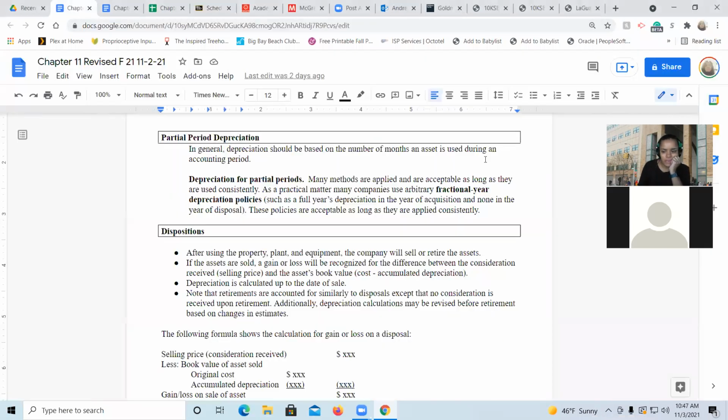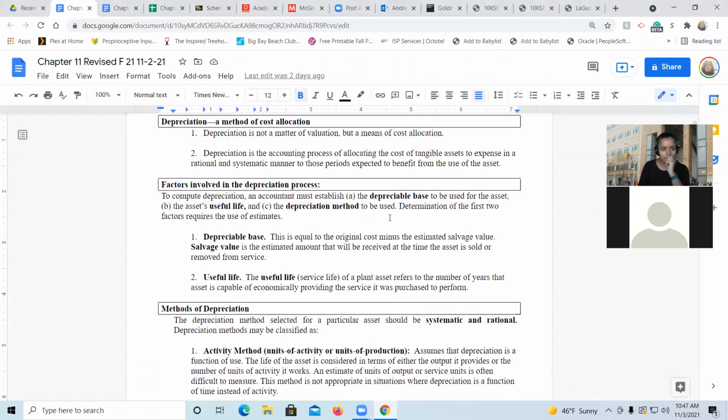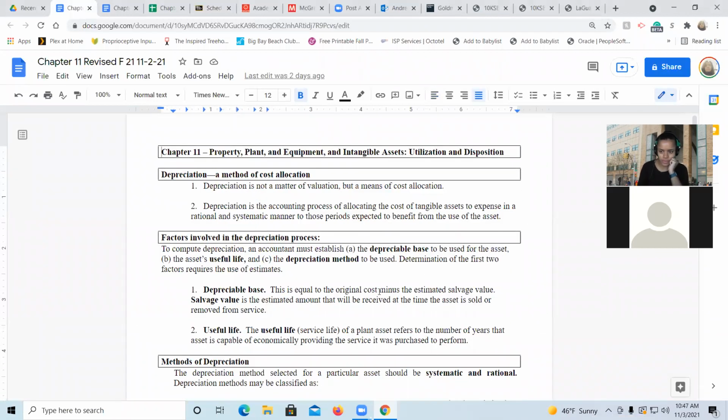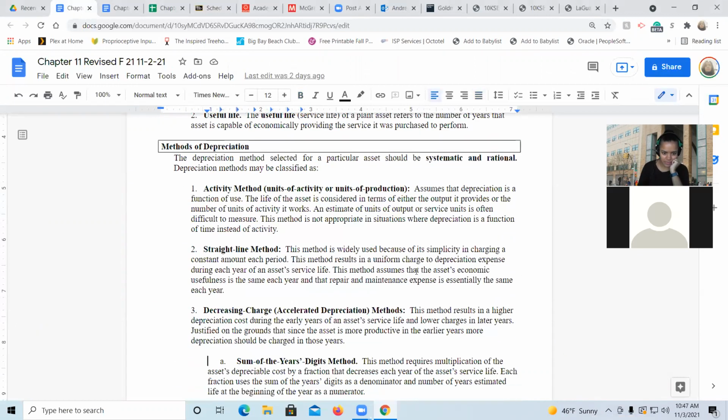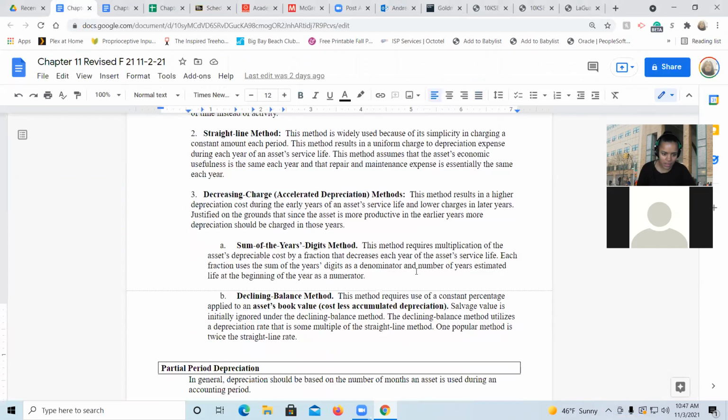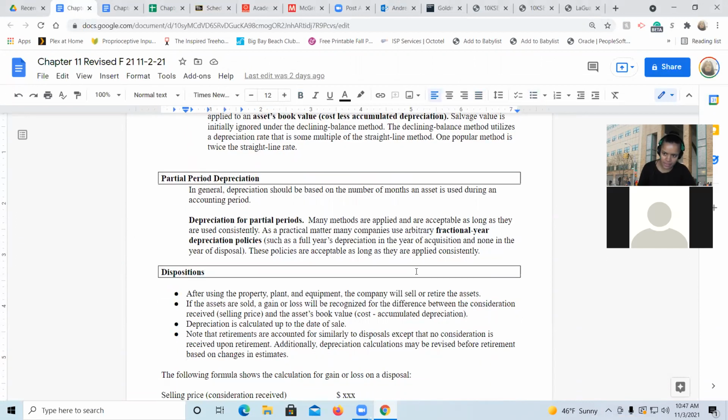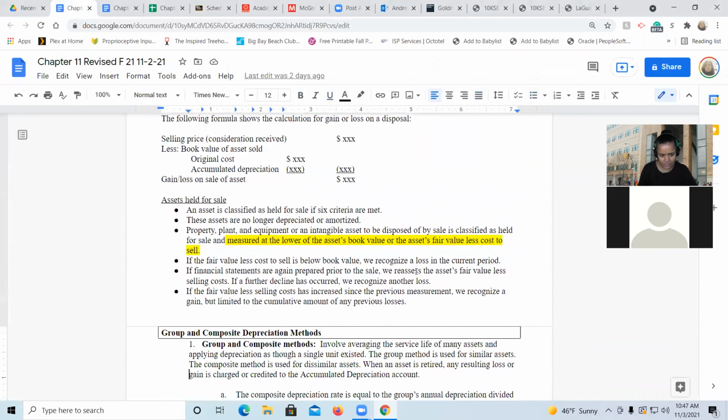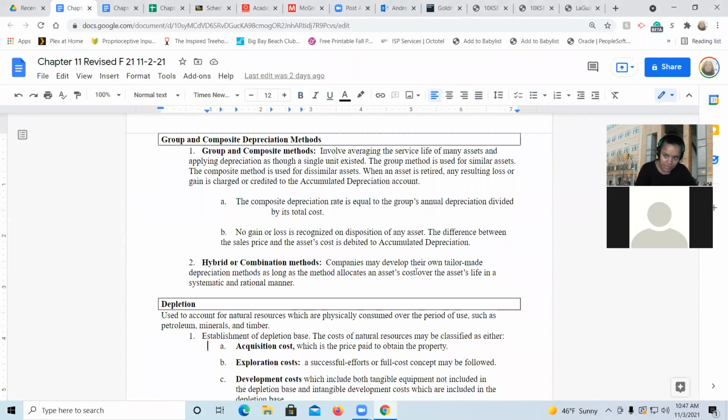All right. So getting back to the work that we were doing before, the Chapter 11 work, we spoke about depreciation. I think most people are pretty solid on depreciation. We also spoke about partial periods, like what if you buy the asset sometime during the year. And then I skipped over dispositions. I came back to it, but we spoke about group and composite depreciation.